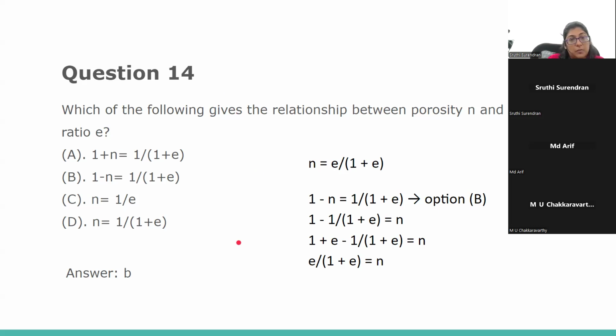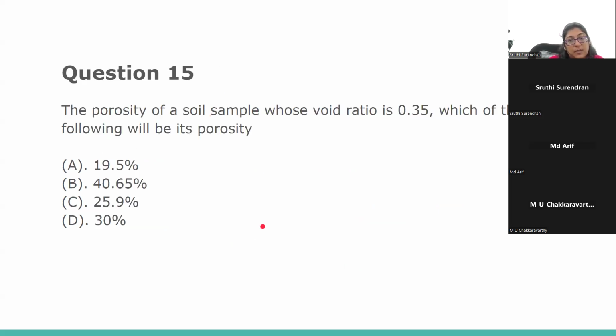This is also very simple, and it can help you score marks if you are a little careful in observing the options. Next question, again, a relation between porosity and void ratio. Void ratio is given, find the porosity. You know the relation between porosity and void ratio, so please go ahead and find the answer and share it here, only after which I'll be discussing the answer.